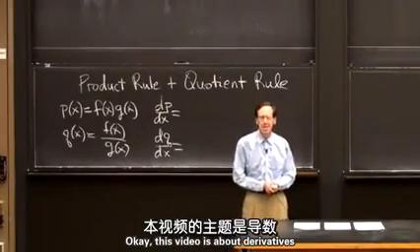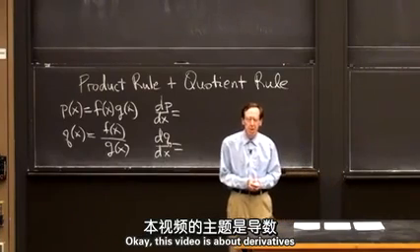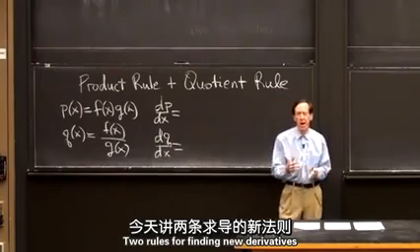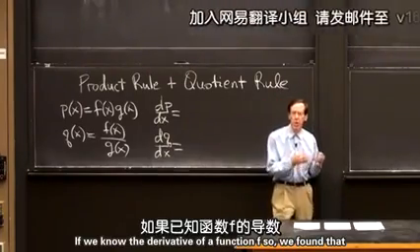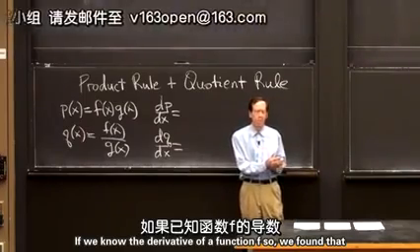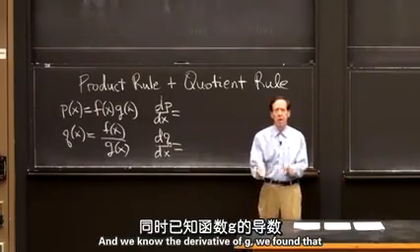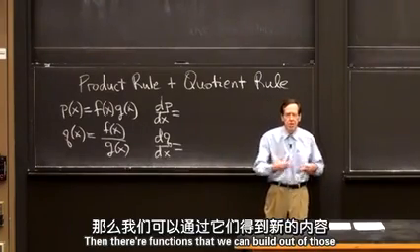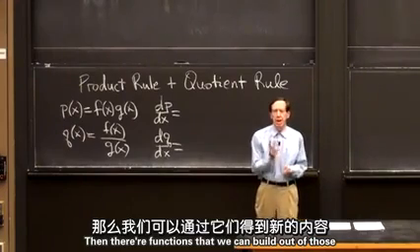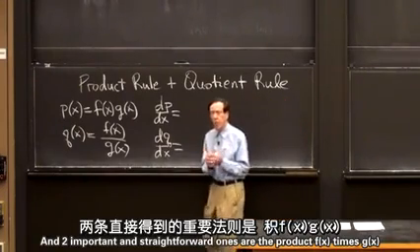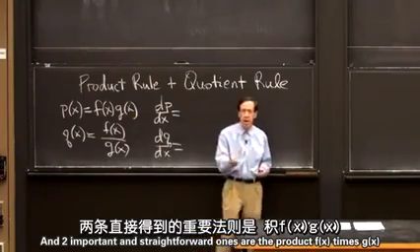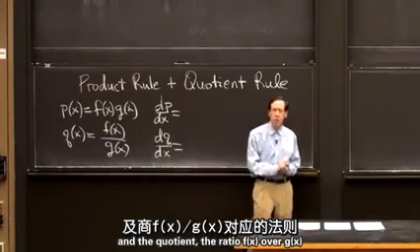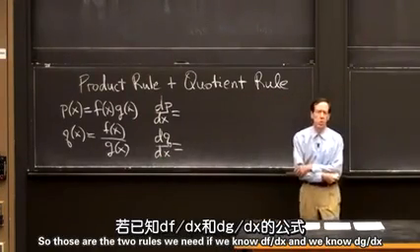Okay, this video is about derivatives. Two rules for finding new derivatives. If we know the derivative of a function f, say we found that, and we know the derivative of g, we found that, then there are functions that we can build out of those. And two important and straightforward ones are the product, f of x times g of x, and the quotient, the ratio, f of x over g of x. So those are the two rules we need.